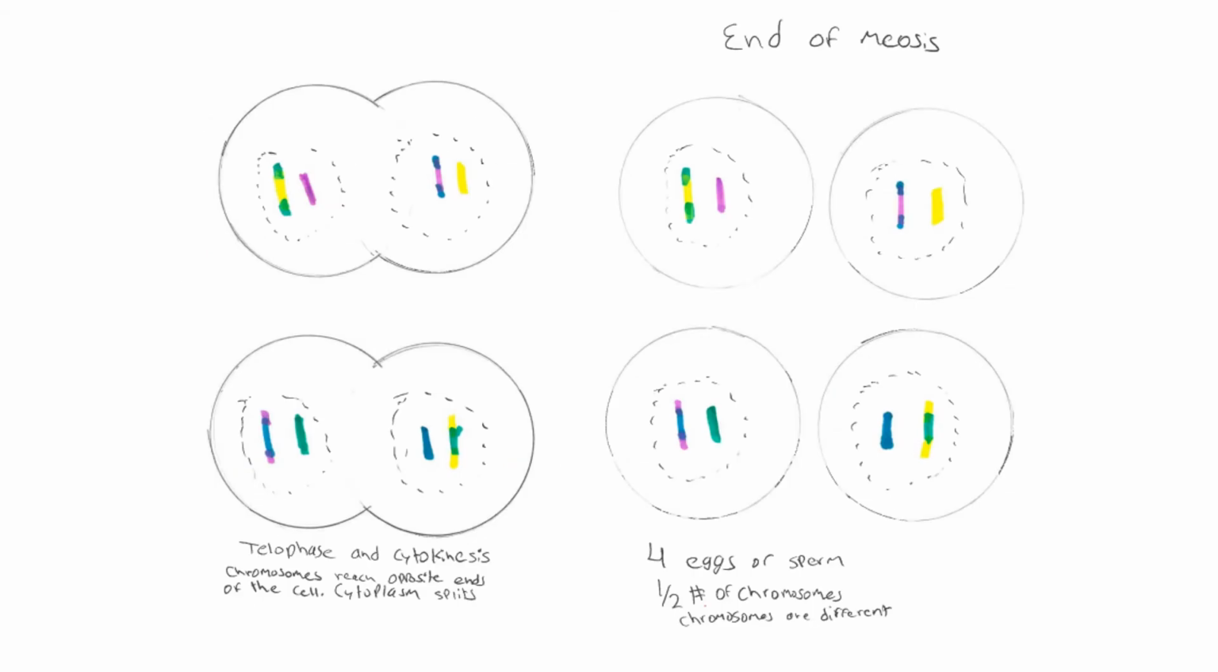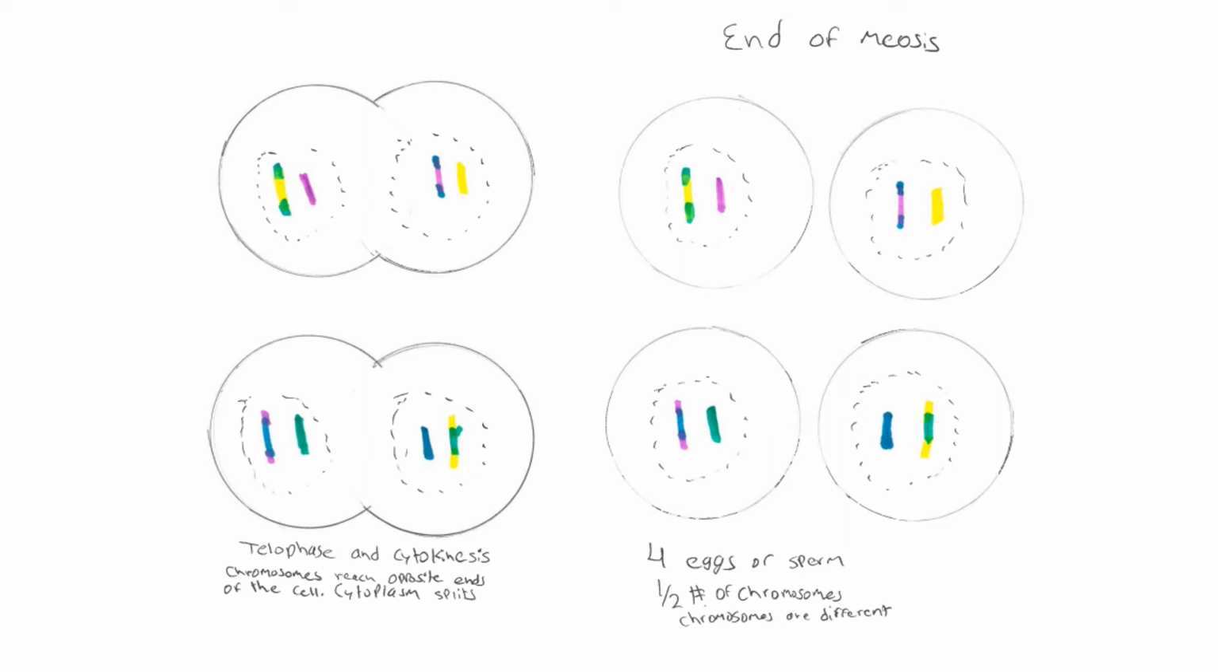Alright, so now we're going to go on to the next phase of meiosis 2. So telophase 2 and cytokinesis. What happens during telophase 2 and cytokinesis is that the chromosomes have reached opposite ends of the cell and the cytoplasm is split in two, so that at the end of meiosis, we have made 4 cells.